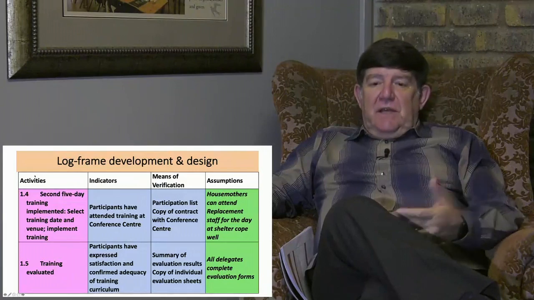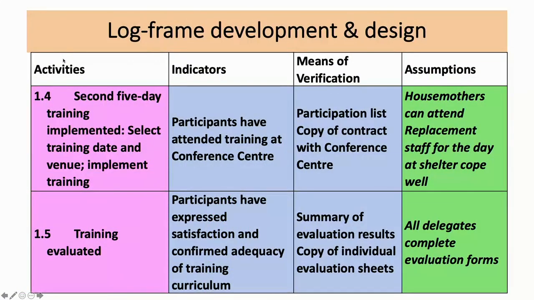Second 5-day training: house mothers can attend, with replacement staff for this day at the shelters. One of the key things we need to do is find replacement staff, because we're now removing the house mother for 5 days to attend this training. So who's going to perform her functions and look after her clients in those 5 days? Those are critical things you need to think about in more detail when you start looking at the assumptions. Training evaluated: all delegates complete evaluation forms, we've got the data, we analyze the data, and we can produce a report on that.